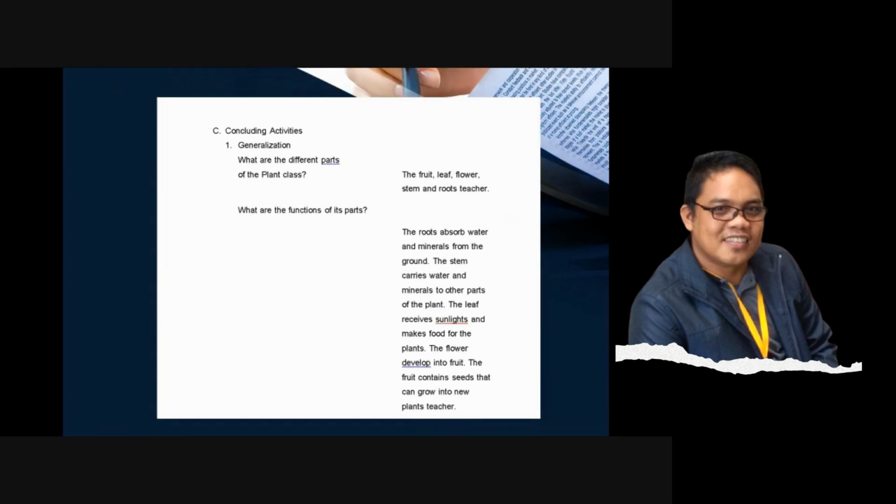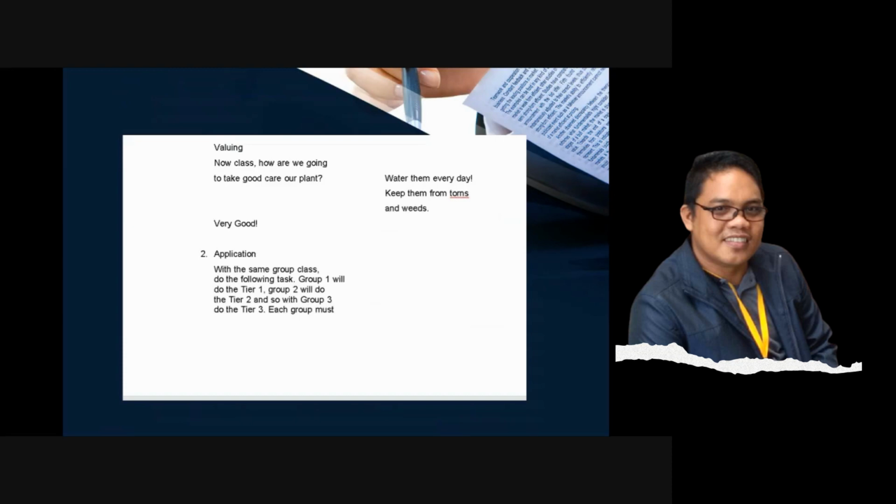Okay, next valuing and applications. So application ang ginawa is nag-tier siya. Okay, meron pong correction dito. Ang lagay niya dito is with the same group class do the following task. Group 1 will do the tier 1. So wala na pong tier 1. Dapat group 1 will do the activity 1. Group 2 will do the activity 3. And group 3 will do the activity 3. Okay, wala na pong tier 1, tier 2, tier 3.